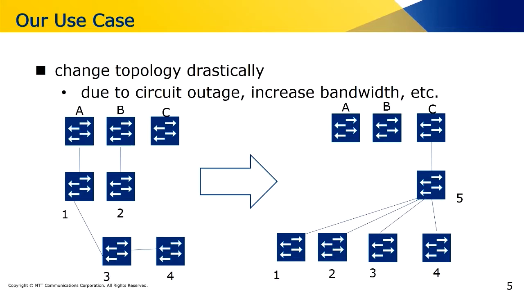In the beginning, I explain a use case. This is an example of changing topology drastically. This example is what we actually did in March. We often change our network topology because of circuit outage, integrating new equipment, or other reasons. In this case, we aim to resolve a cascade connection which causes narrow bandwidth, and change the circuit.